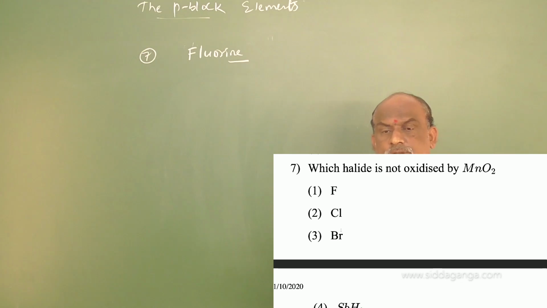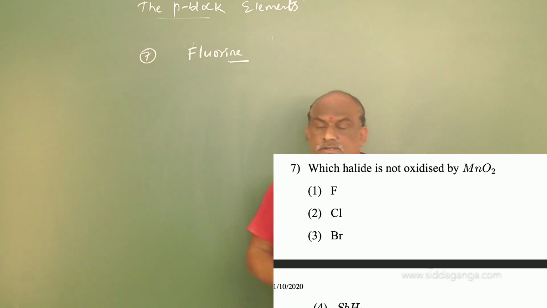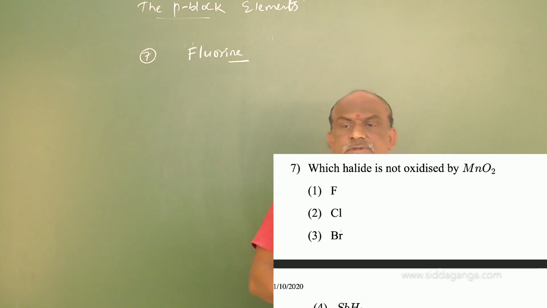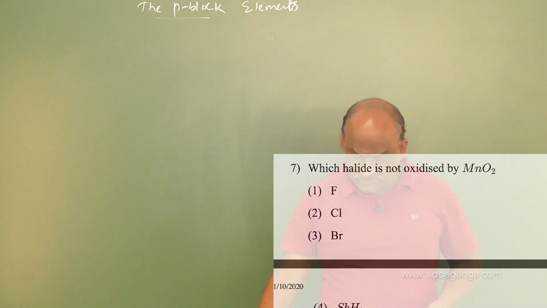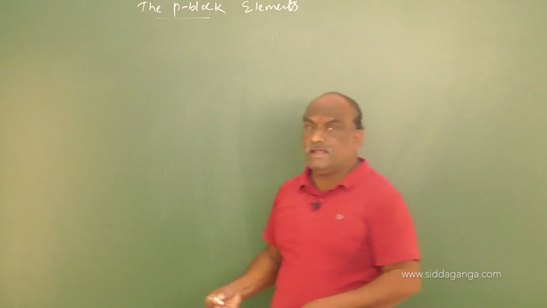The remaining halides, chloride and bromide, can be oxidized. That means HCl and HBr can be oxidized, but HF cannot be, because of the highest reduction potential of fluorine. So option number 1 is the right answer for this question. And the next one, question number 8.